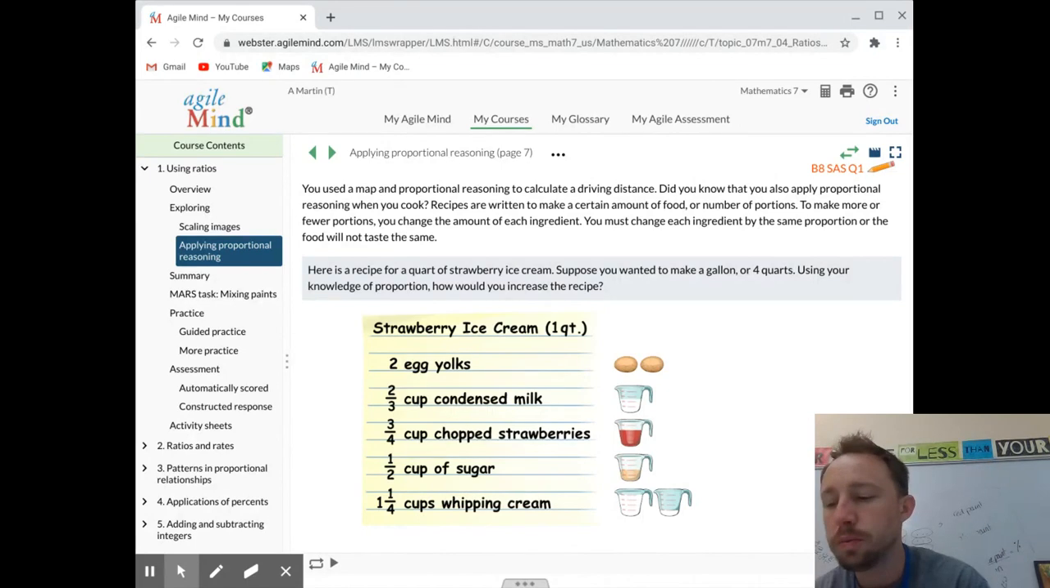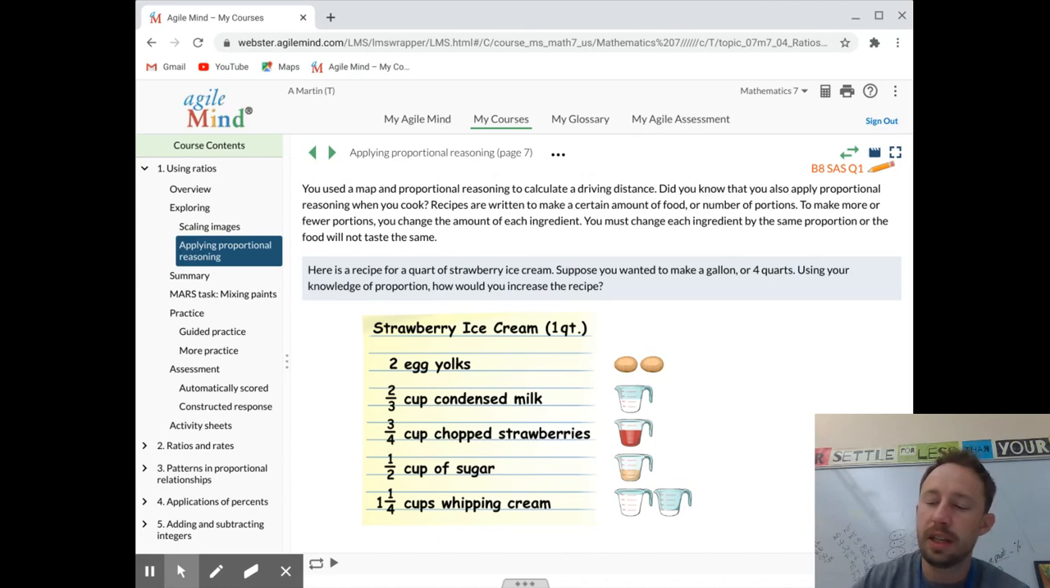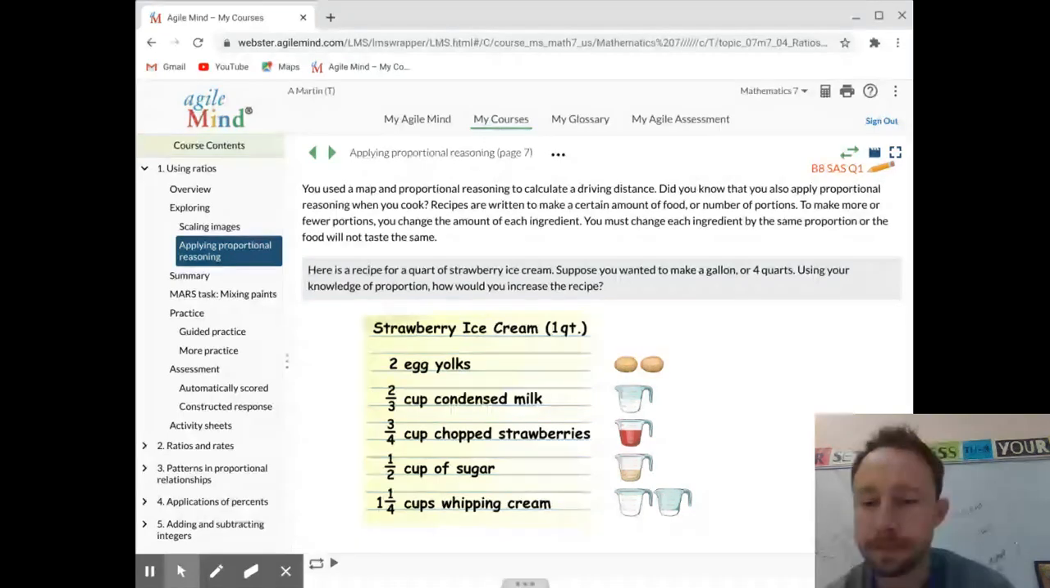How could you make 3 times the servings and have it taste the same as this 1 quart of strawberry ice cream? What could we do? Multiply. All right, explain that a little bit. Like multiply each ingredient by 2. All right, that would make it go up to 2 quarts, right? So what would we need to do to make it 3 times the number of servings? Multiply by 3. Perfect.